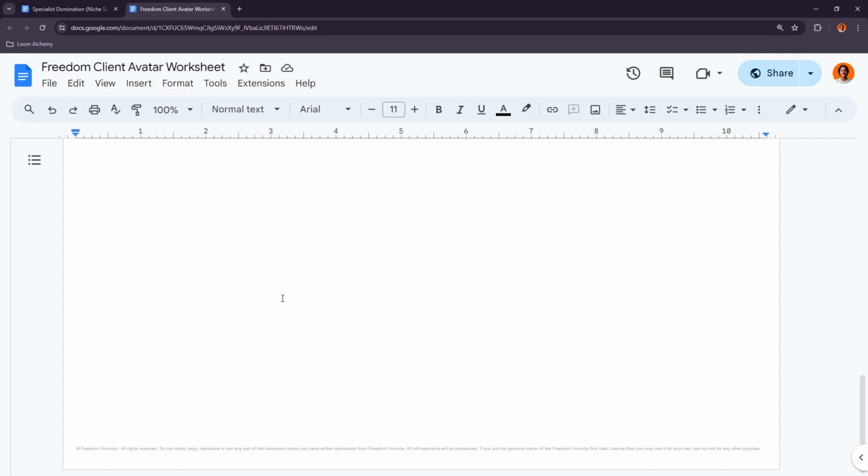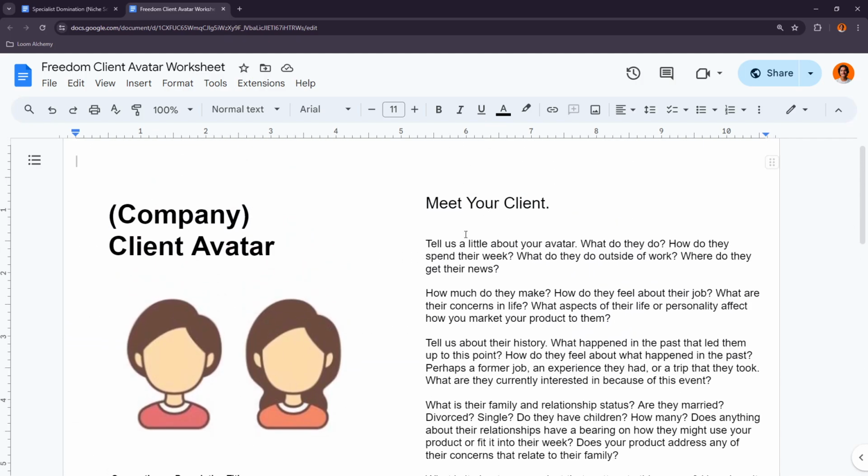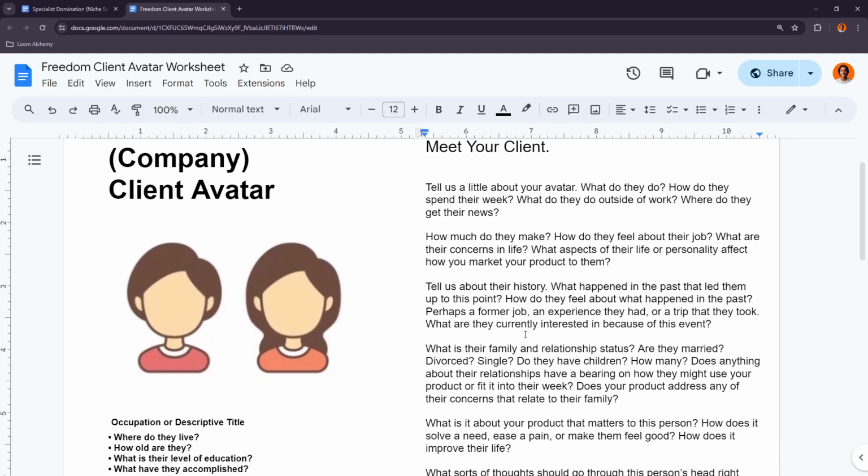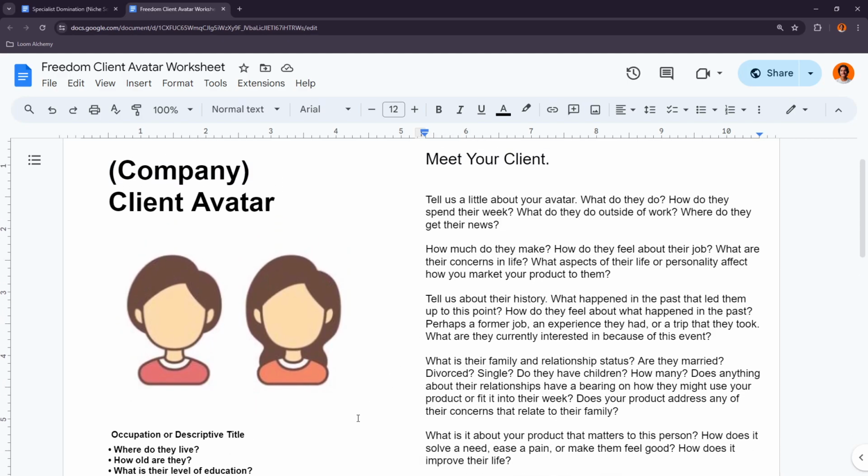When you have a niche client avatar worksheet of 10 pages, 12 pages, you will be so good at your niche, you'll be able to close clients like cutting a slice of butter, right? So that's what I mean by this. You'll have to make this. What you need to do is click on file and click on make a copy, and then add in as much information as you can about them.